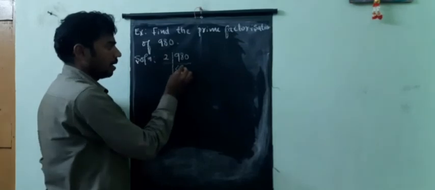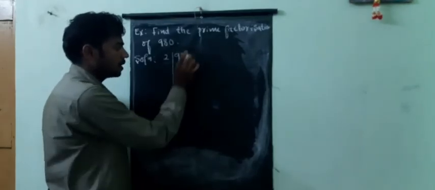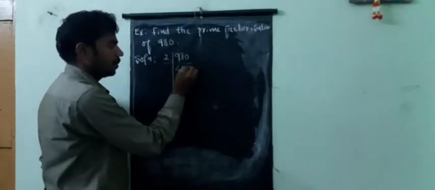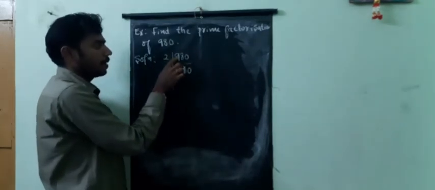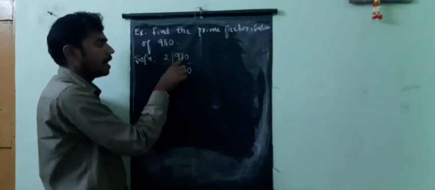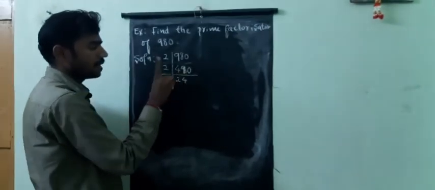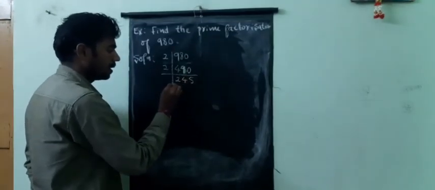So 2 4s are 8. What is left? 9 minus 8 is nothing but 1. 18. 2 9s are 18. 0. Next. Again it is ending with 0. I can proceed with 2. 2 2s are 4. 2 4s are 8. 9 minus 8 is nothing but 1. Then it will become 10. 2 5s are 10. Next.